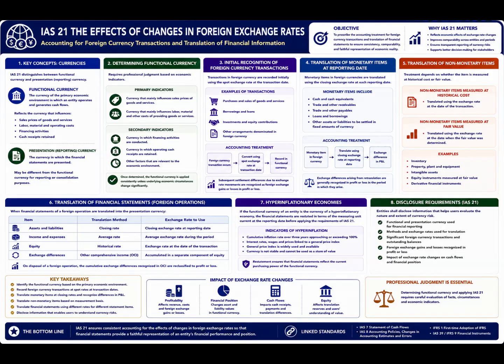Accurate accounting for exchange differences is essential because currency fluctuations can significantly influence profitability, financial position, liquidity, and investment decisions. The DIP-IFR syllabus emphasizes that understanding IAS 21 requires both technical knowledge and professional judgment, particularly when determining functional currencies and applying translation rules in complex international environments. Proper application of IAS 21 supports reliable financial reporting and informed decision-making in global business operations.